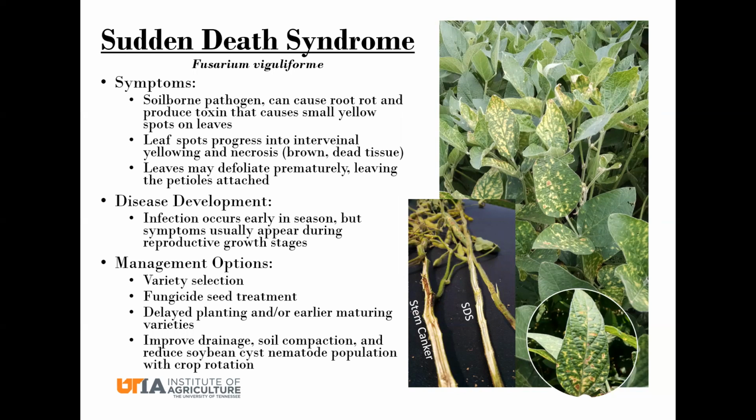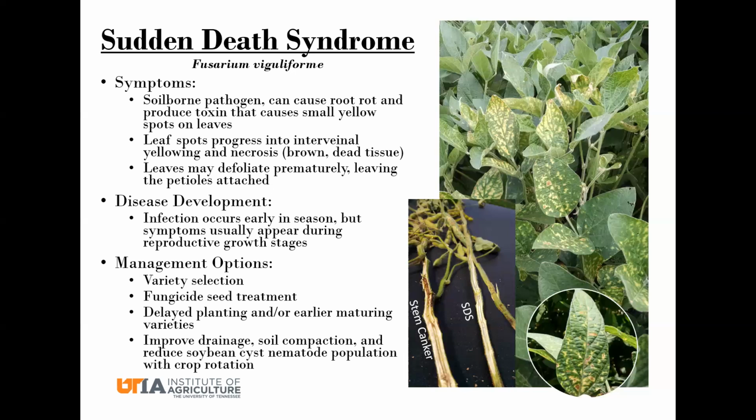Those leaf spots, once present, will progress into interveinal chlorosis, which is what we call the yellowing, and then further progress into necrosis, meaning anywhere that those yellow spots are, that plant tissue will begin to die and then turn brown. The leaves at this point may defoliate prematurely, but what's a real key characteristic of sudden death syndrome is that once those leaves defoliate, they will remain attached to the petioles.